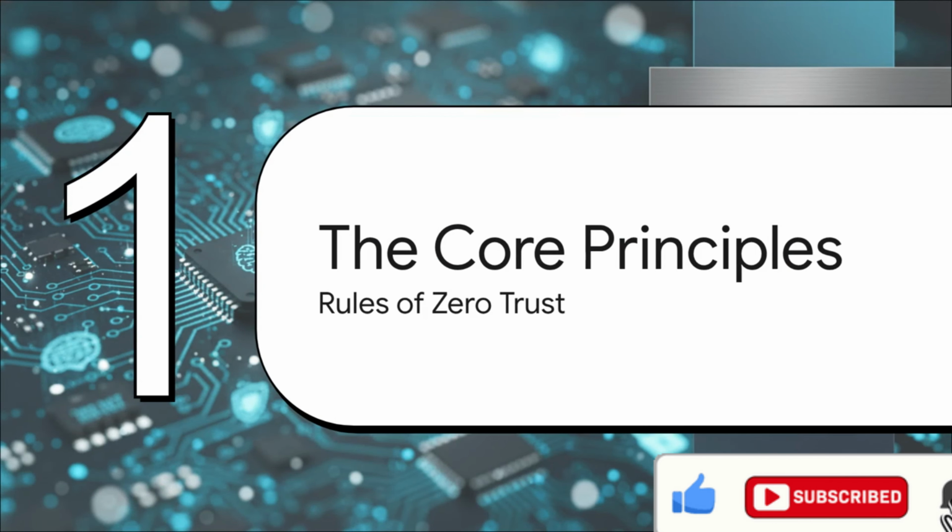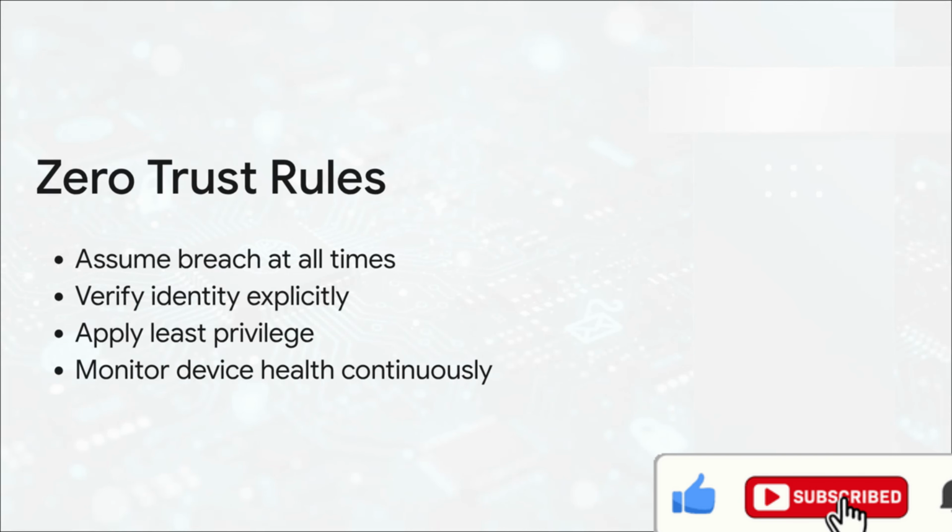All right, Section 3, the core principles, the rules of zero trust. For a system to truly be zero trust, it absolutely has to follow these rules. First off, you must assume your network is already breached. Always. Second, every user and application must explicitly prove who they are.